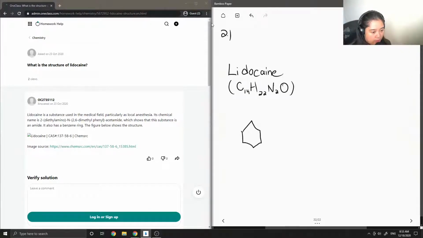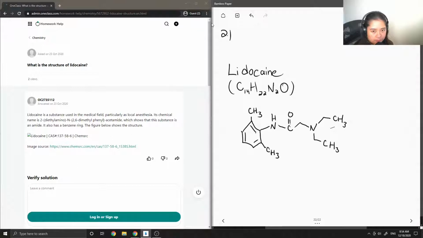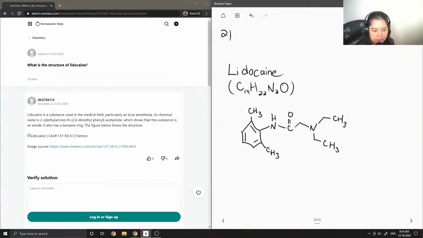We'll start off with a benzene ring. And from there, I'll draw 2 methyl groups. There's a nitrogen functionality connected to a carbonyl. Another nitrogen. And then 2 ethyl groups also connected to that second nitrogen. Okay, so this is the structure of lidocaine.